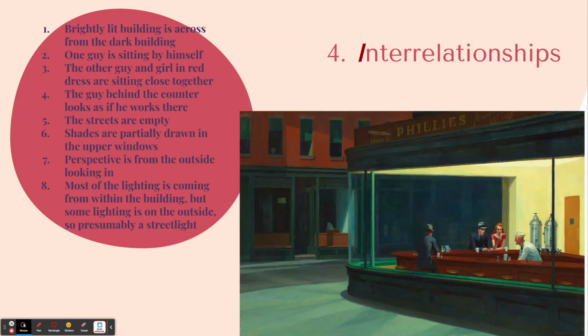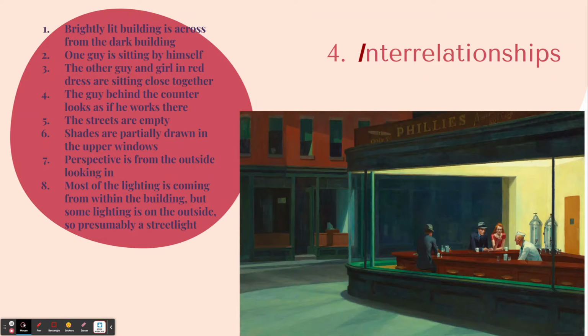Now, here's where I start noting the interrelationships. The brightly lit building is across the street from the dark building. 1 guy is sitting by himself. The other guy and girl in red dress are sitting close together. I could make the assumption here too that it looks like the guy and the girl in the red dress might know each other. The guy behind the counter looks as if he works there.